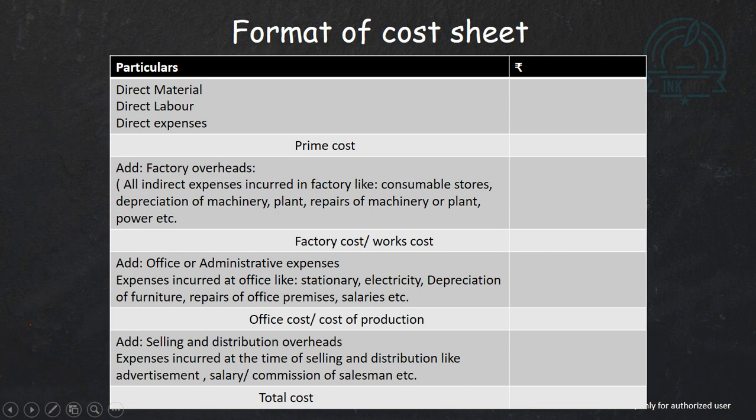And the last part is selling and distribution overheads. Now we will add selling and distribution overheads, that is expenses incurred at the time of selling and distribution of goods, like advertisement, salary or commission of salesmen. We add these expenses to the office cost or cost of production and we get the total cost in cost sheet.